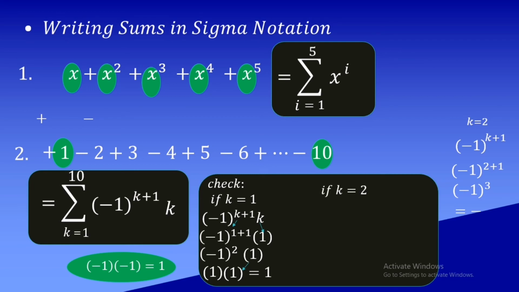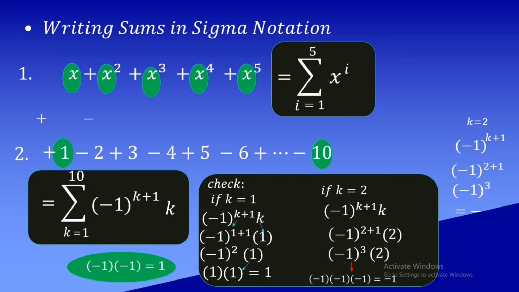Then for the second term, if k is equal to 2, we are using the formula negative 1 raised to k plus 1 times k. Then substituting the value of k, that is negative 1 cubed multiplied by 2. So negative 1 cubed, that is negative 1 times negative 1 times negative 1, that is negative 1 multiplied by 2, that is negative 2. So that is our second term, negative 2. So it is satisfied, the compact form in our given series.